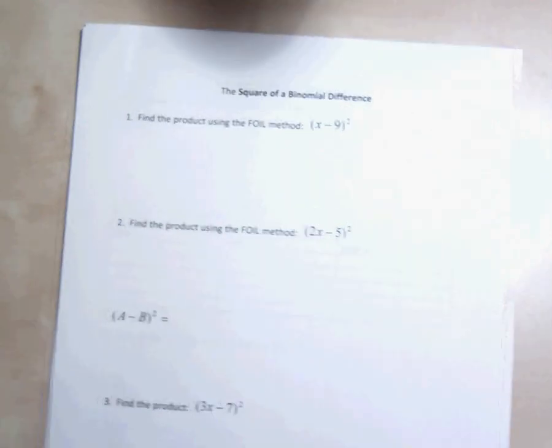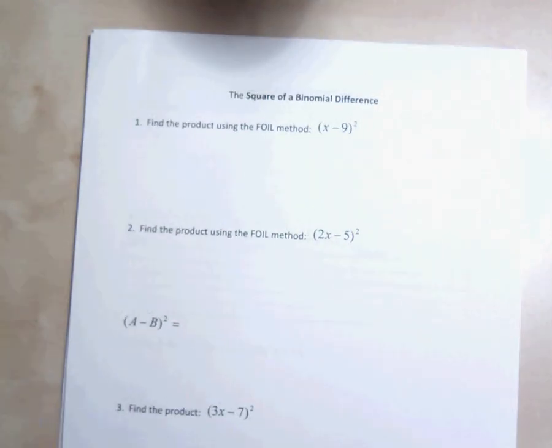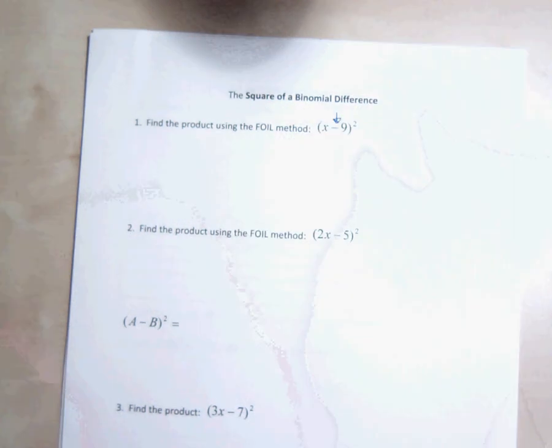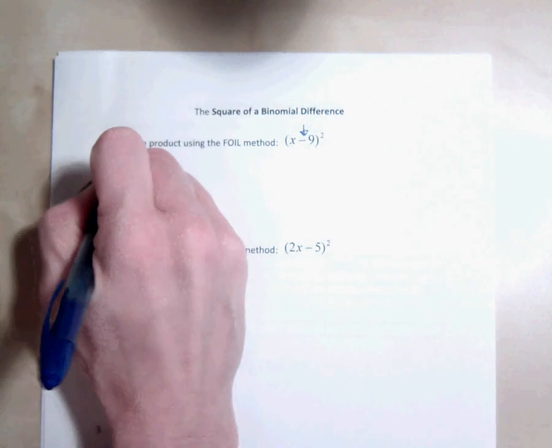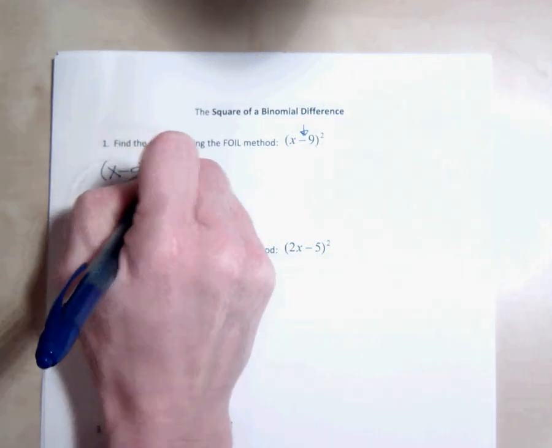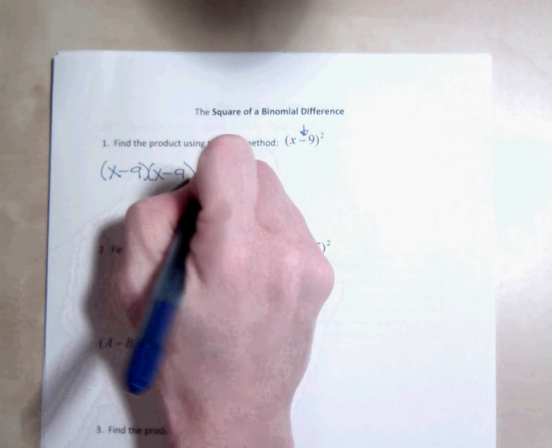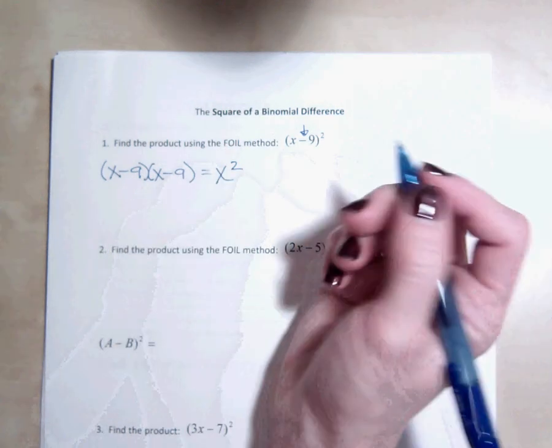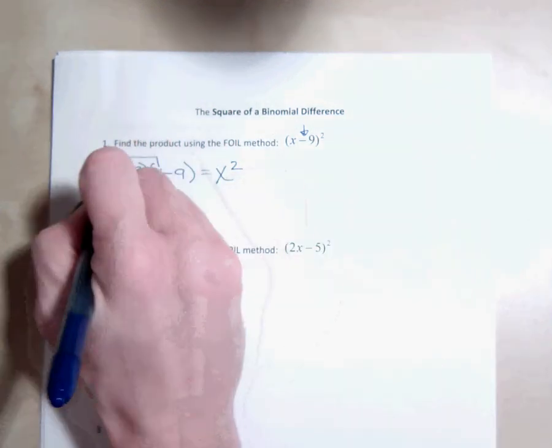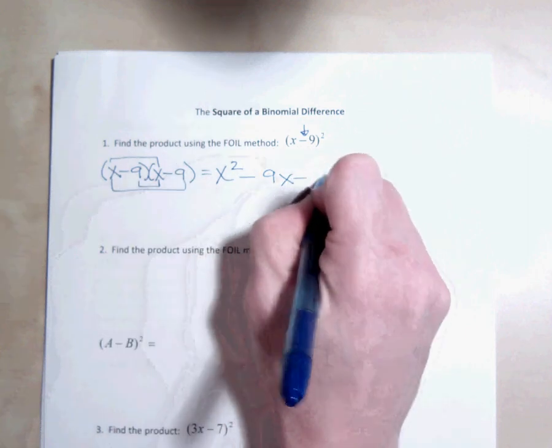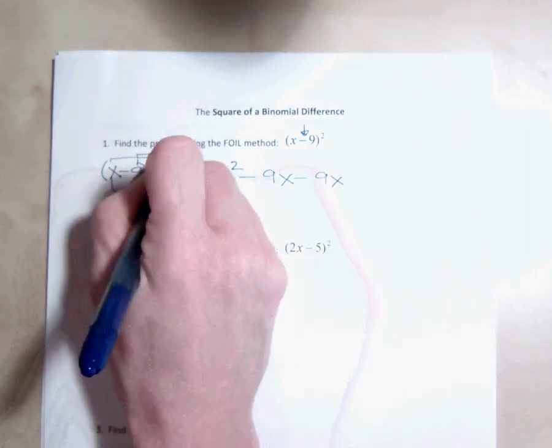Alright, let's look at one more pattern. It's called the square of a binomial difference, which is basically the same as what we just did, except now you'll see a subtraction sign instead of a plus sign. But the same rules apply. If we're squaring it, that means we're multiplying it by itself. So this is going to give me x squared for my first, minus 9x, and then another minus 9x, and then the last two.